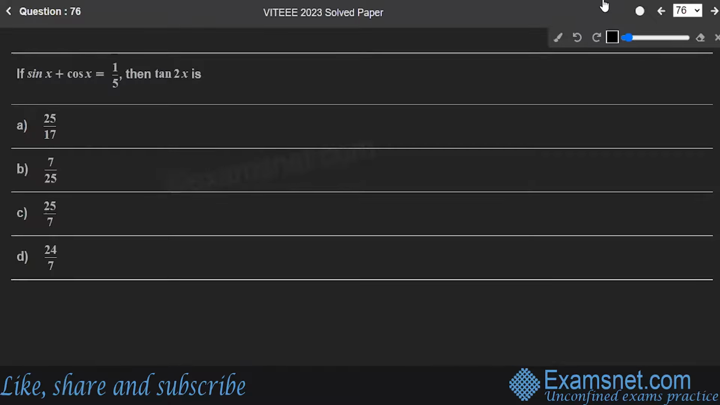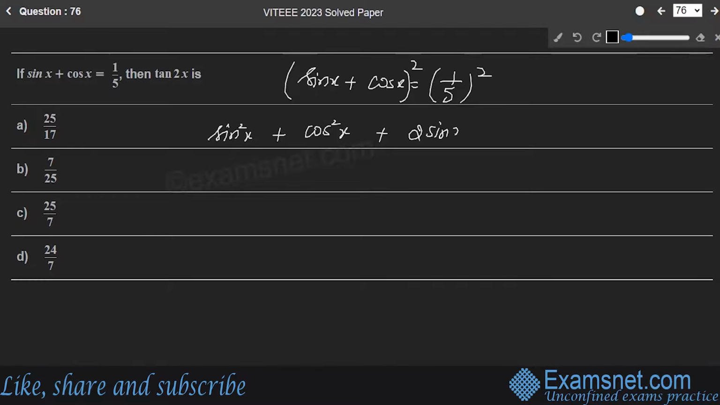Question number 76: if sin x plus cos x is equal to 1 by 5, then what is the value of tangent of 2x? Let's start with this. You are given sin x plus cos x is equal to 1 by 5. Let's square both the sides. You have sin square x plus cos square x plus 2 sin x cos x is equal to 1 upon 25. Here 2 sin x cos x is sin 2x and sin square x plus cos square x is equal to 1. So sin 2x is equal to 1 upon 25 minus 1, which is equal to minus 24 upon 25.